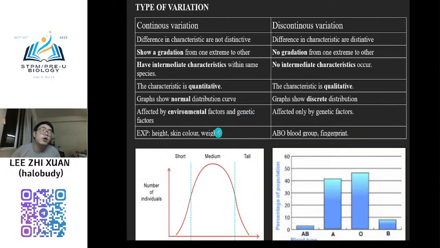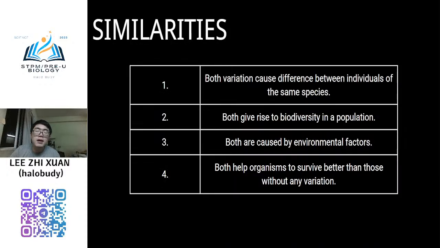Okay, so this is just the recap from your SPM. This one is similarity. Normally, differences between the species give rise to biodiversity, caused by environmental factors, and help them to survive better than those without any variation.